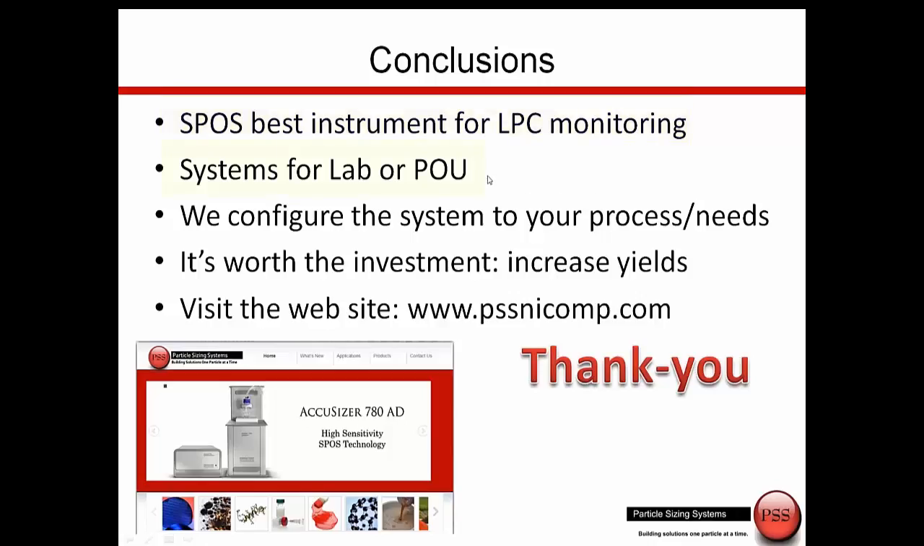You can do lab measurements, or if you're really concerned about yield, these point-of-use sensors are probably the most effective way to increase your yields. We're very happy to work with our customers in terms of making sure that we have the right sensor, the right fluidics, the right dilution if we need it. We work with customers to make sure we deliver the system that's best for your process and needs, to make sure that it is a worthy investment to increase yields, because you know what, that helps you buy more of our instruments.